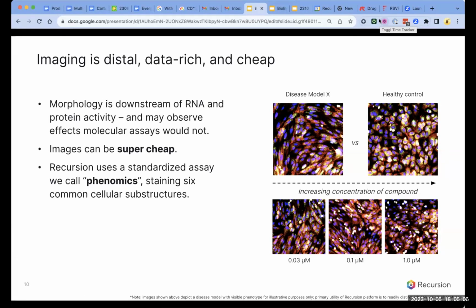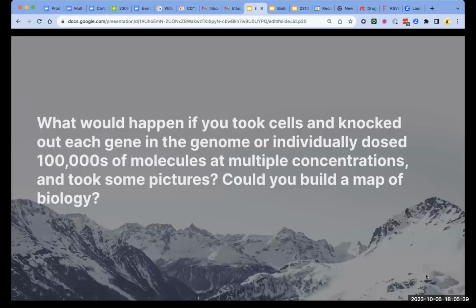And so what we do here at Recursion is we use a standardized assay that we call phenomics. So 6 different common cellular substructures get stained, each with a different dye. And then we put those together and look at those images. And what we see is we can start with a particular disease model where we've perturbed these cells to make them sick in some place. We can compare them to a healthy control. And we can also observe differences when we treat with different compounds. So that tells us we're seeing a readout that's telling us meaningful things about biology that's happening.